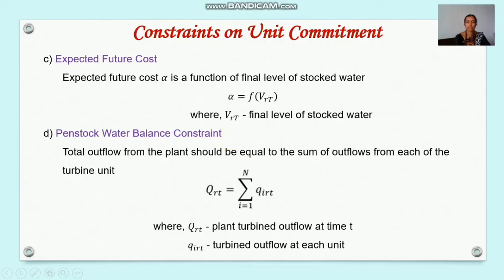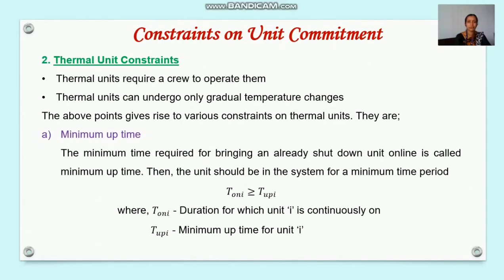So these four are the hydro plant constraints, hydro constraints in unit commitment. Now moving on to the thermal unit constraints. We have completed spinning reserve as well as hydro unit constraints. Next important constraint is the thermal unit constraints.